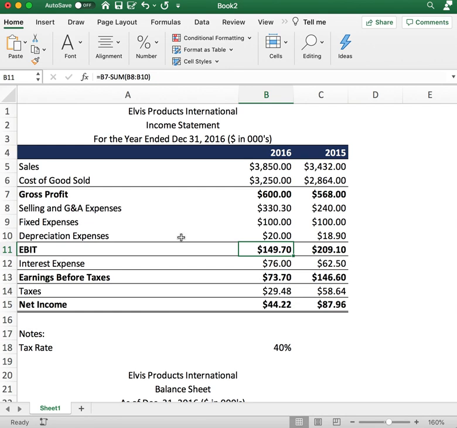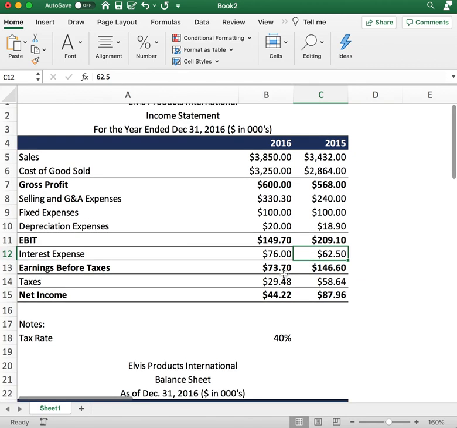All right, the next step is to calculate the interest expense. For 2016, the interest expense was $76, and in 2015, the interest expense was $62.50. All right, that takes us to our next line item, earnings before taxes. You just subtract the interest expense from the earnings before interest and taxes, and that gives you earnings before taxes.